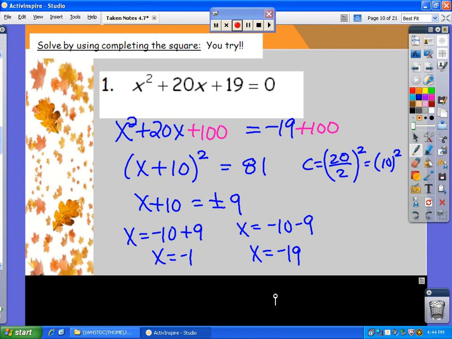So my two answers are x equals negative 1 and x equals negative 19. So this would have factored, because I'm ending up with integer or rational roots. This means this thing would have factored. But here again, completing the square got me there too. If anytime you need more time, just pause the video.